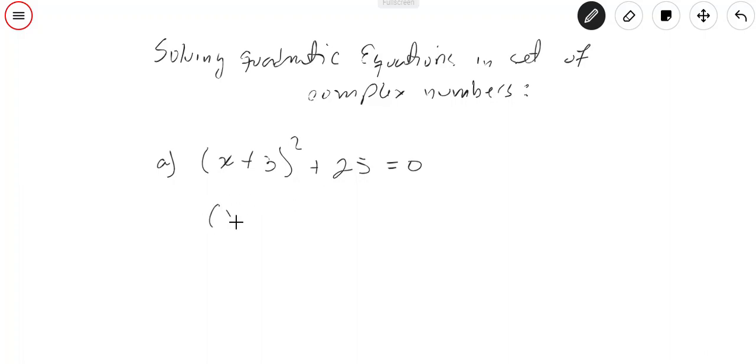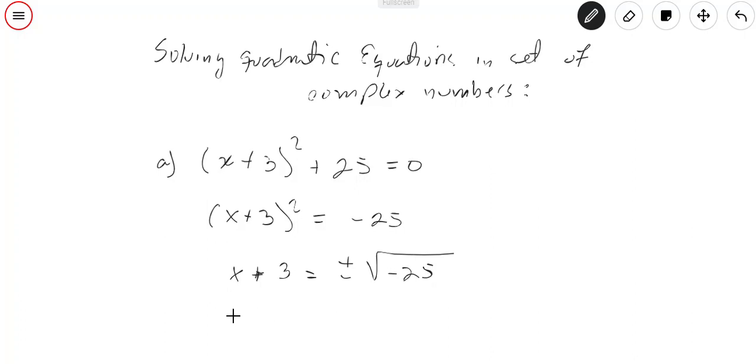So I'm going to say (x + 3) squared equals negative 25, because I just subtract 25 from both sides. So I have the square of a binomial equal to a number. In this case, the number is negative. It's still a real number, you know. But what happens now is that when I apply a square root, I get x plus 3 equals plus or minus the square root of negative 25. And I know that the square root of negative 25 is i times the square root of 25. So it's going to be 5i.